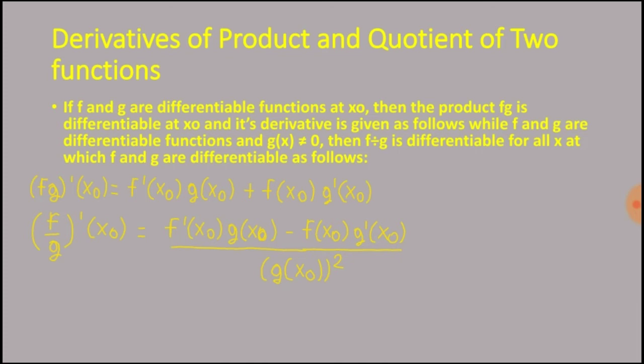The derivative of fg at x naught is f prime at x naught times g at x naught plus f at x naught times g prime at x naught. Then the derivative of the division f over g at x naught must be f prime at x naught times g of x naught minus f of x naught times g prime at x naught, over g of x naught squared.